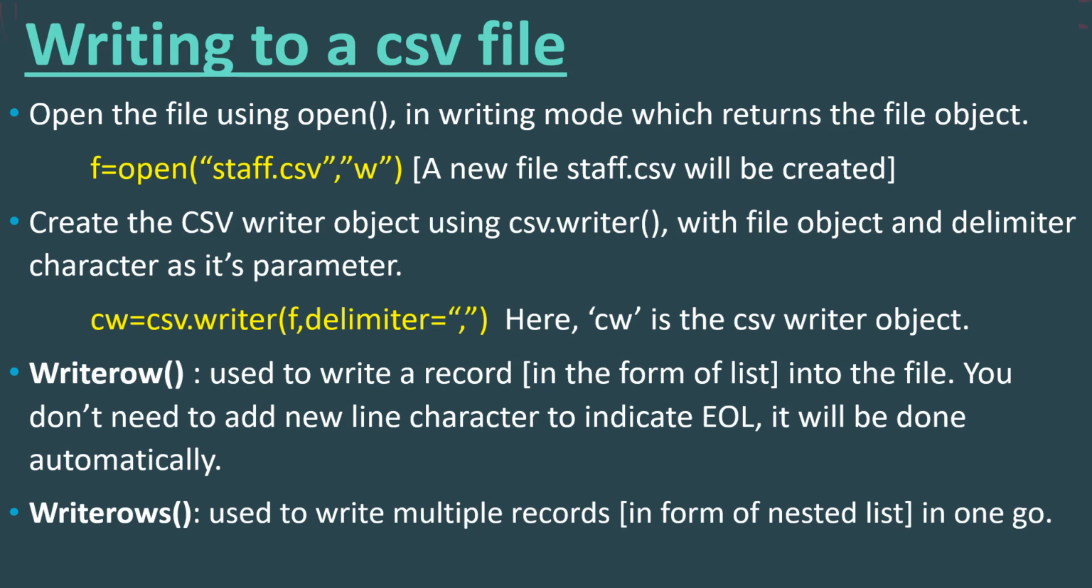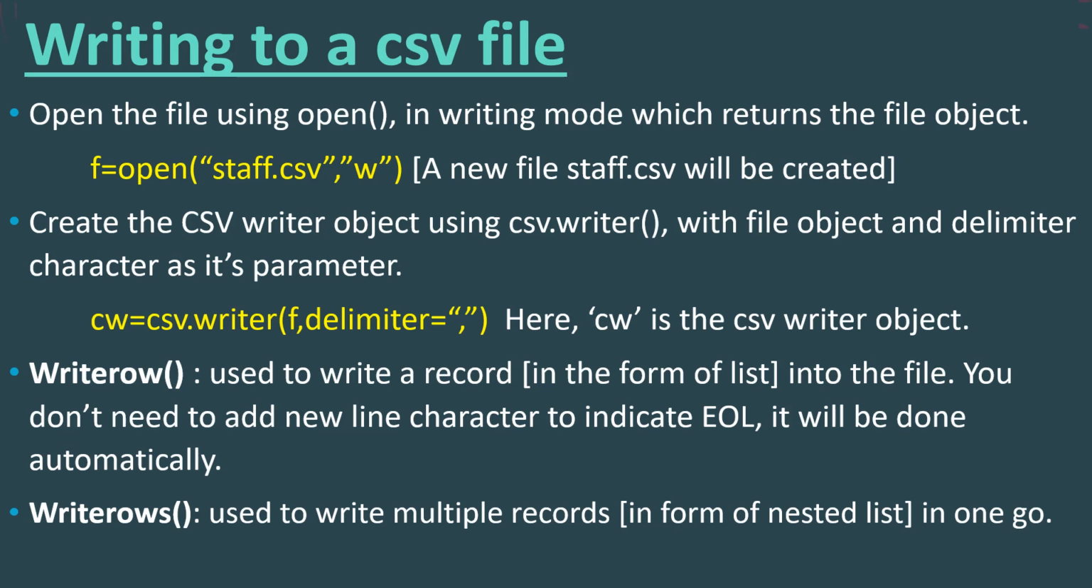Now we can write the records in two ways, either by using the writerow function or by using the writerows function. The writerow function is used to write a record which is in the form of a list into the file. You can write just one record or one line through writerow, and you don't need to add any newline character to indicate the end of line. It will be done automatically once one row is entered. Then another method that you can use is writerows. This writerows method will write multiple records. To write multiple records, you have to give the data in the form of a nested list. Those will be written into the file in one go, and each item of the list will appear on each line as one record. So through this function, you can write multiple records into a CSV file.